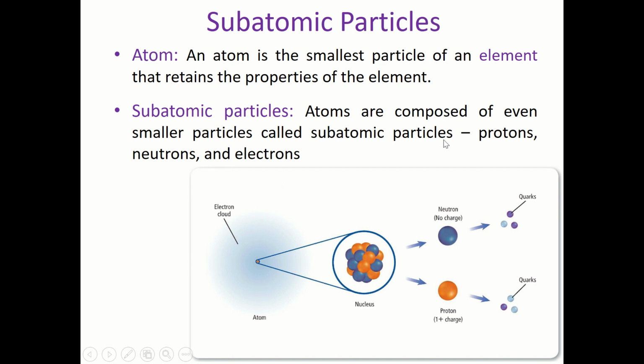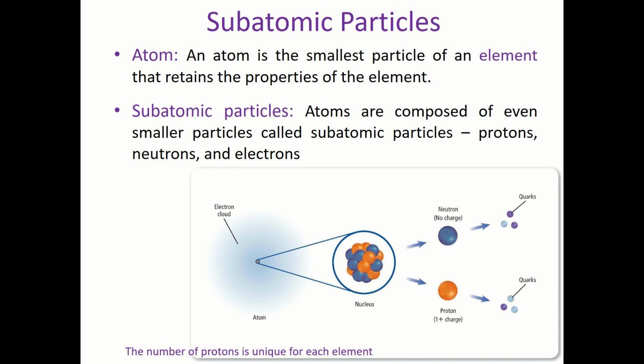So that's what we see here: atoms are composed of even smaller particles called subatomic particles. And what are those subatomic particles? We have protons, neutrons, and also electrons. But inside the neutrons and protons, we have even smaller particles. What do we call them? We call them the quarks. Each proton or neutron is made up of three quarks. So what about the electrons?